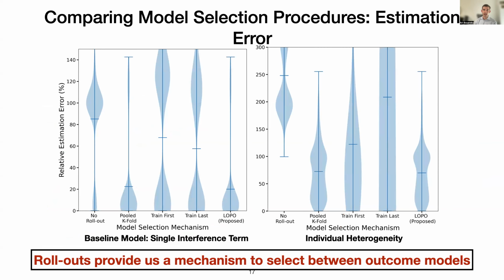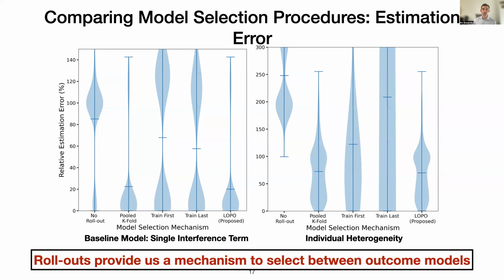We also try varying the actual model of interference. In this case, we try a case where we just have a single linearly additive model and we have a single interference term, and a case where we have individual heterogeneity. We find that rollouts provide us a mechanism to select between outcome models in both cases. In fact, the case of individual heterogeneity is a case where if we only had one period, we would not even be able to estimate a treatment effect. Yet rollouts allow us to estimate treatment effects and also select an interference model that actually performs quite well relative to the other model selection procedures in terms of estimation error.